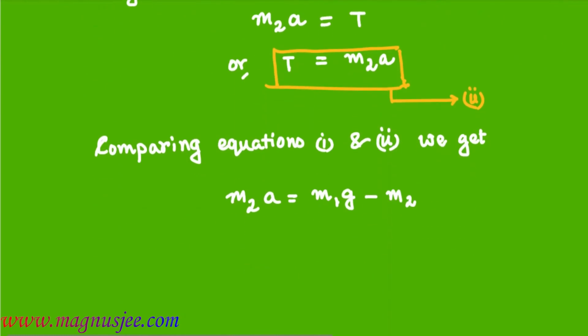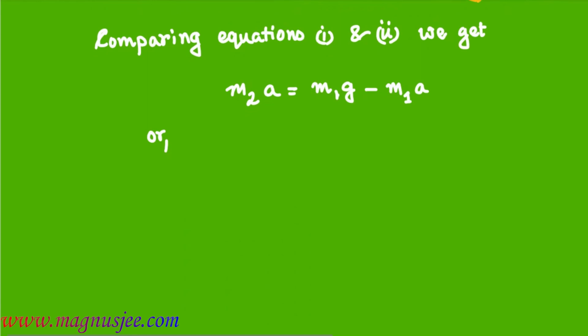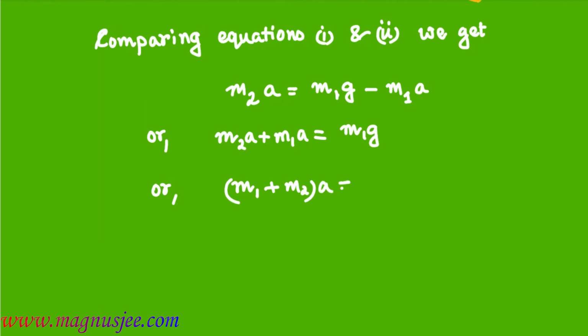M2 a equals M1 g minus M1 a. Therefore, M1 a plus M2 a equals M1 g. Therefore, a is taken common, so (M1 plus M2) into a equals M1 g.